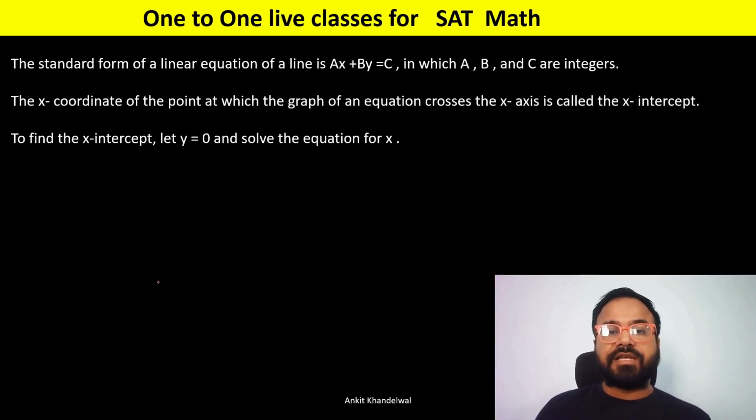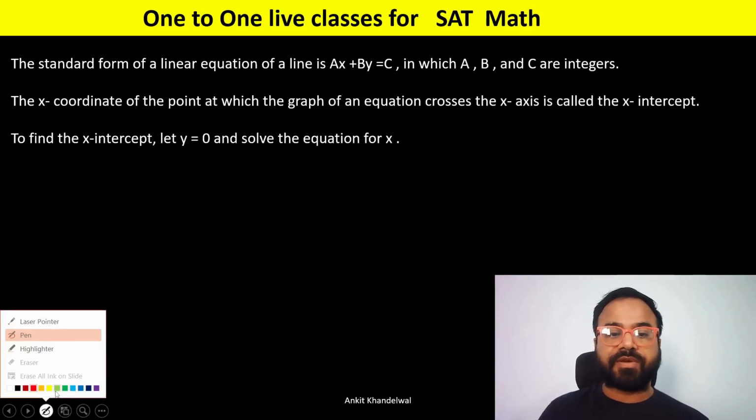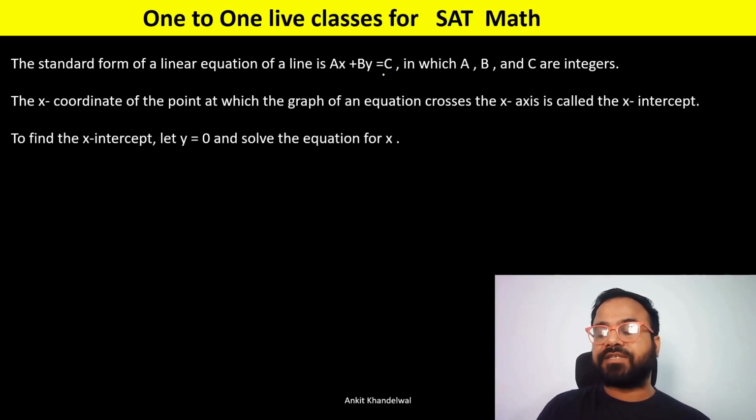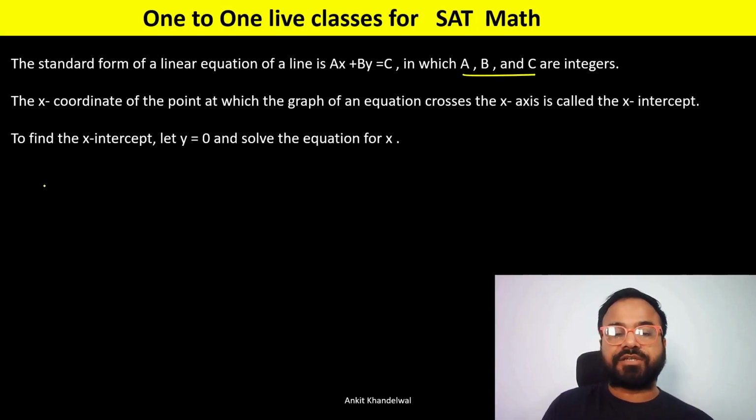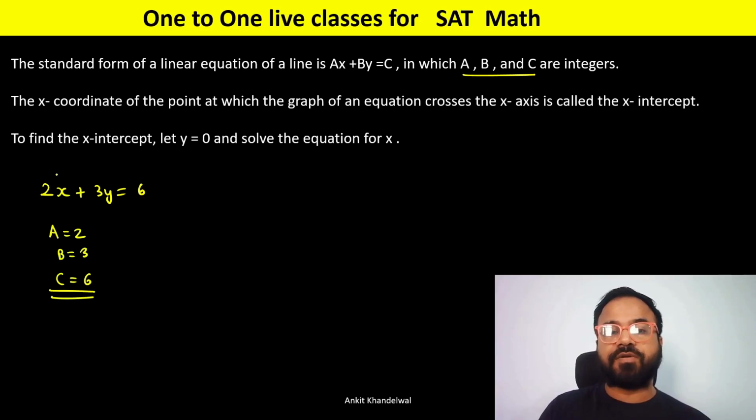Now the second thing is the standard form of a linear equation. The standard form of a linear equation is given by ax plus by equals c, where a, b, c are integers. Just like you can see 2x plus 3y equals 6. Here a is 2, b is 3 and c is 6. So this is the standard form. A, b, c have to be integers here.